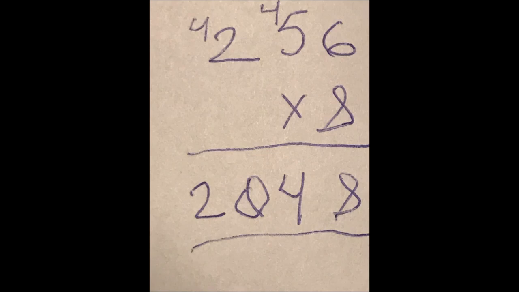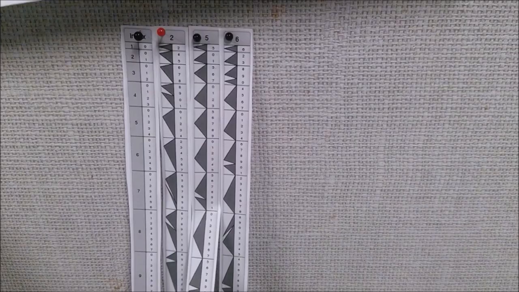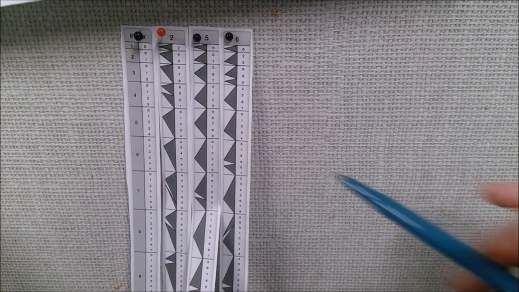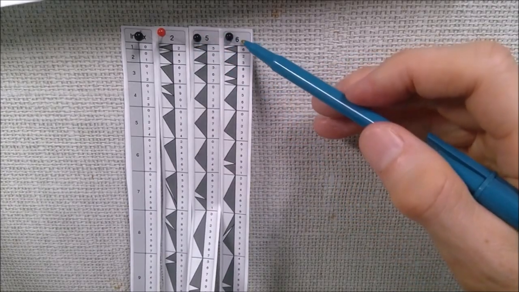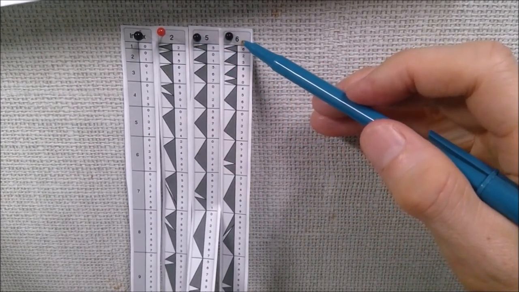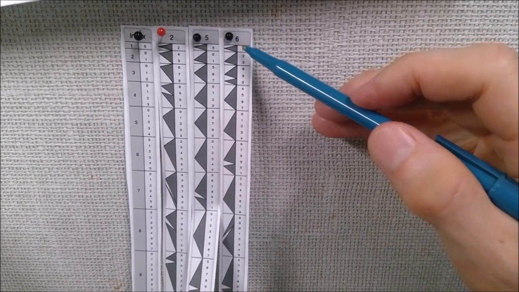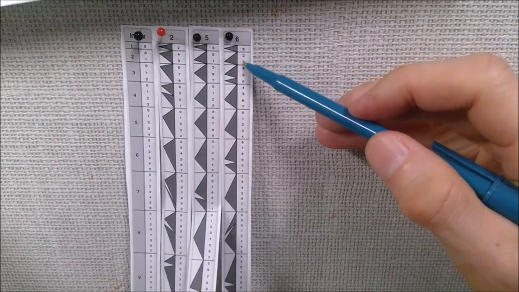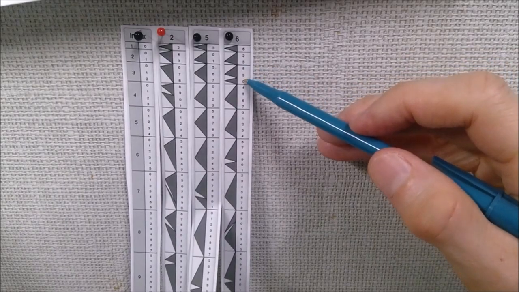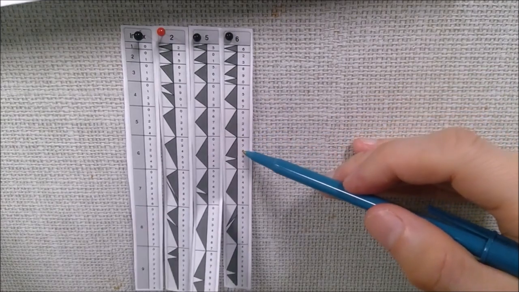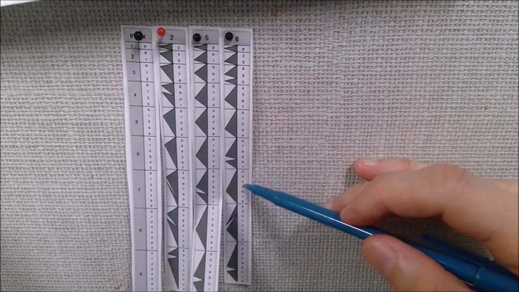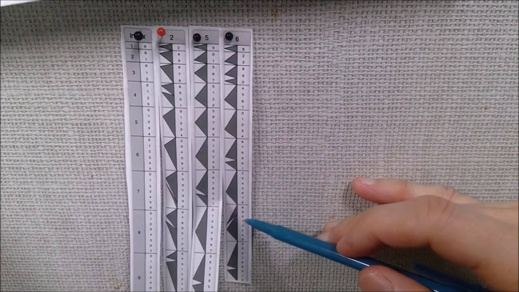256 times 8, which yields the value of 2048. Because the first operand is different, I'm going to go through this slowly again. So we have the ruler set for the 2, 5, 6 on the wall. The ruler for the 2, the ruler for the 5, the ruler for the 6, plus the index posted on the wall. Multiply by 8, count down 8 rows. 1, 2, 3, 4, 5, 6, 7, and 8.